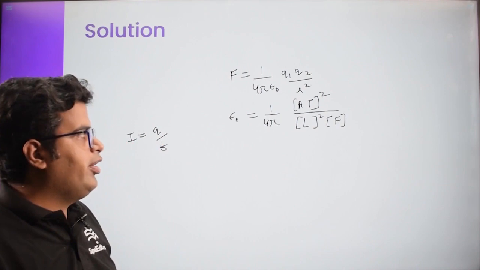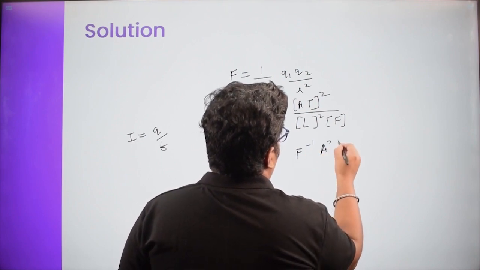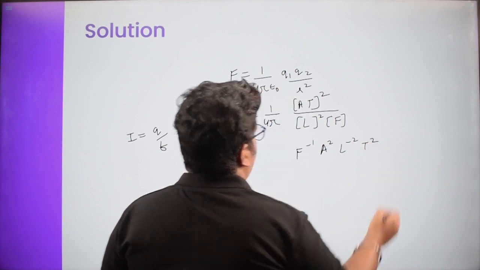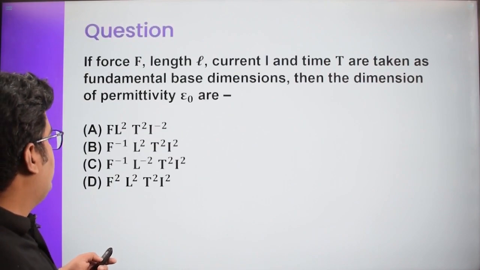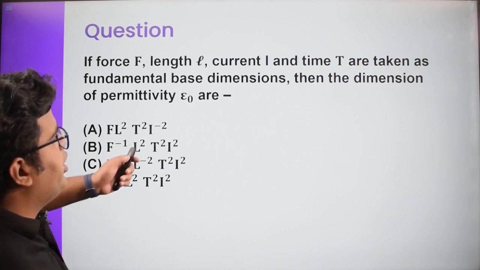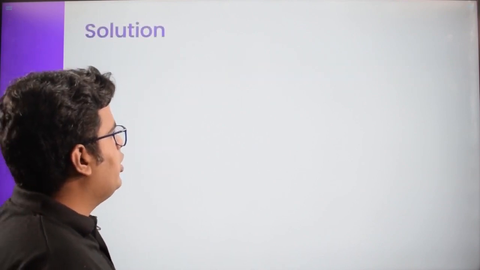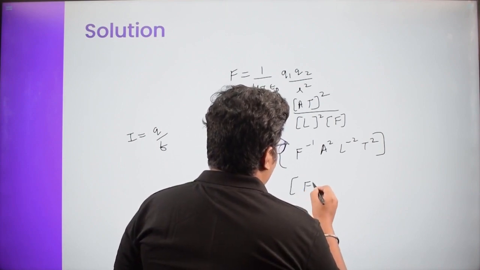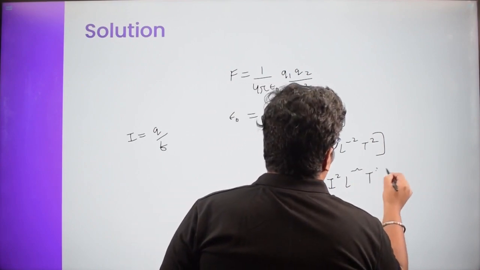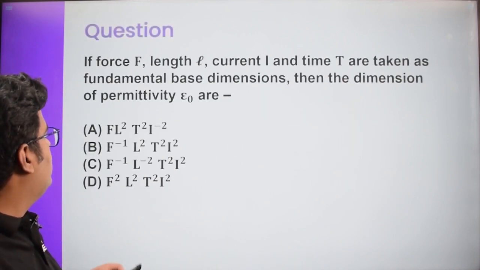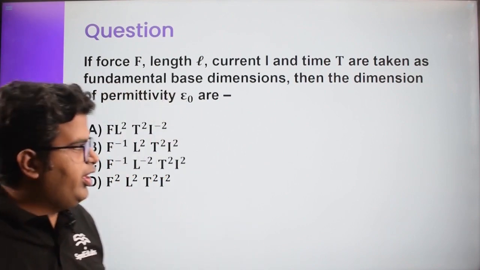So from here we can get the dimensions of epsilon naught, that is going to be F to the power minus 1, A square, L to the power minus 2, and T to the power 2. So this is going to be the dimensions of permittivity. Let's see which option is correct. F minus 1, right? And the current is not represented by ampere, they have represented it by I. So no issues, in place of A we can take I. So we have F minus 1, I square, L minus 2, T 2. So I guess C is going to be the correct option. Fine, so let's move further.